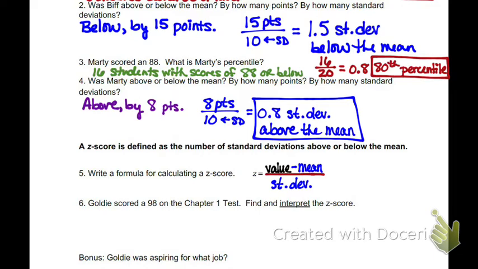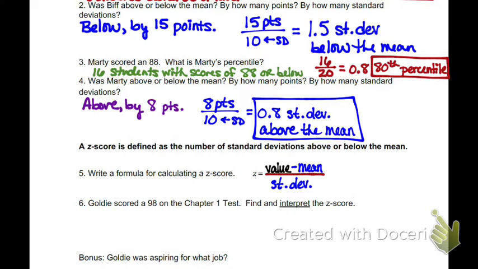A z-score tells me how many standard deviations away from the mean a particular value is. So how far away from the center is it? Or how far away from average? When we're talking about z-scores, we always use the mean. We don't use the median with a z-score, because I specifically want to know how far from average this is. Does that make sense? Okay.